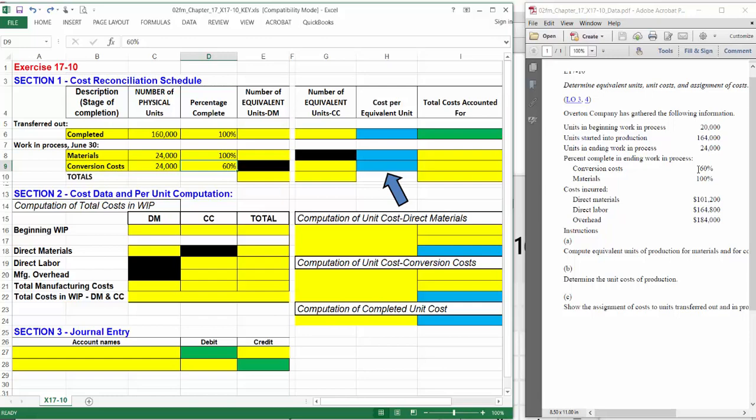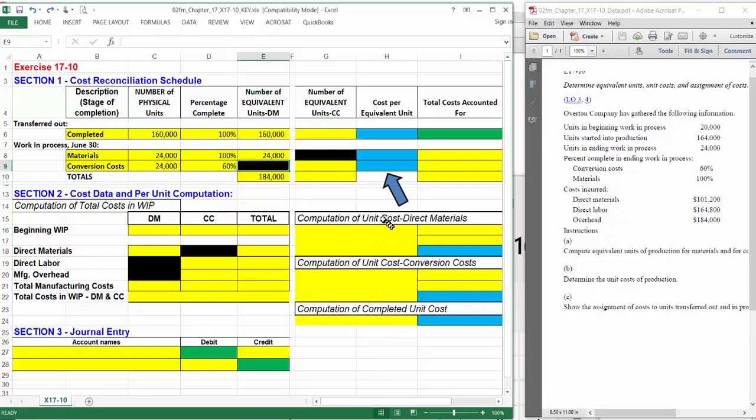And then we just multiply across. For the completed units, the number of equivalent units as to direct materials is exactly the same as the number of physical units. So equivalent units equals physical units for all completed units, always, for every problem. And 24,000 times 100% is the same as the number of physical units because they're 100% complete as to materials. And the 60% of conversion costs we don't need in this column, because this is the column where we're tracking our direct materials, not conversion costs.